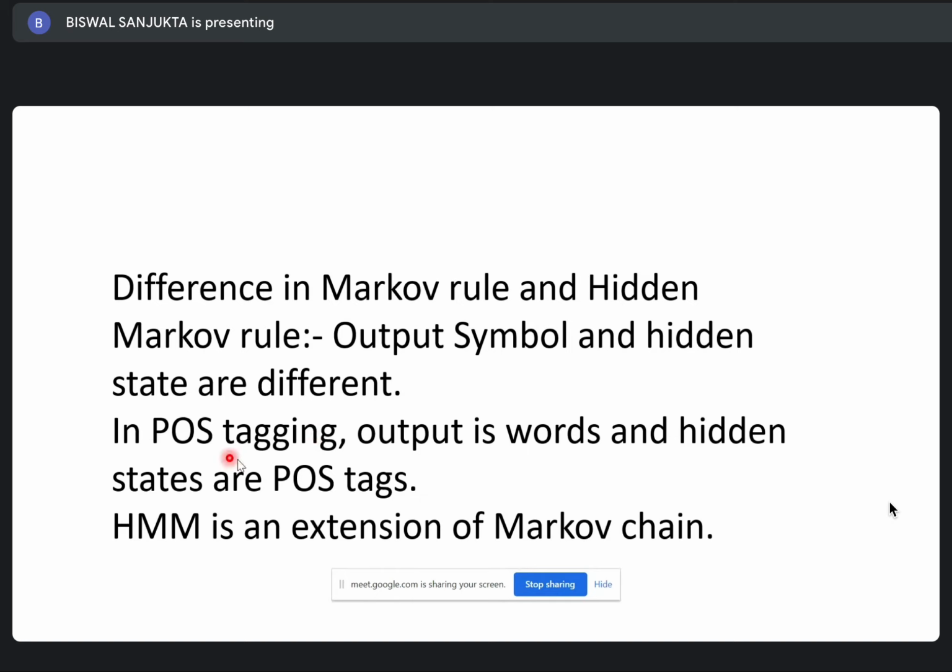And in terms of POS tagging, where HMM is also used, actually there are lots of applications of HMM, but POS tagging is one of them. So in POS tagging, the output is the words, and the hidden states are the POS tags. You can say output, or what we can see, basically the observation, right? That deals with observation, because we can see the words, we can't see the POS tags. So that's why the hidden states are POS tags and the output is words. And then again, HMM is an extension of the Markov chain.